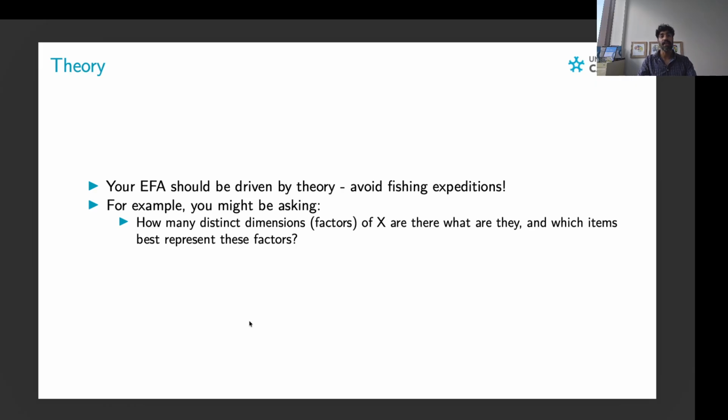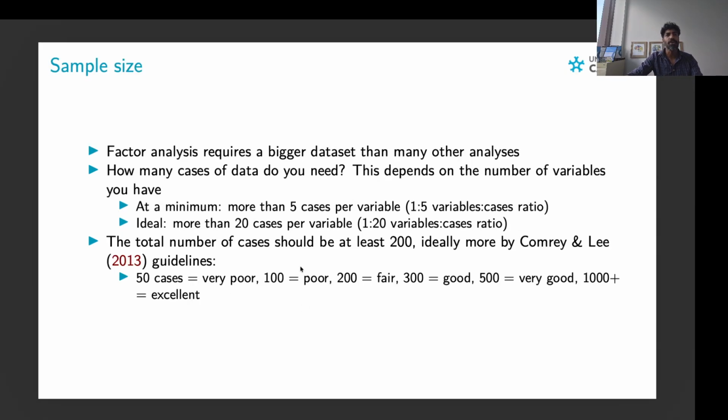For example, you might be asking, how many distinct dimensions or factors of X are there, and what are they, and which items best represent these factors? So already, even though it's exploratory in nature, you're trying to understand more about what the factors are, and which items best represent those factors. So let's talk about sample size.